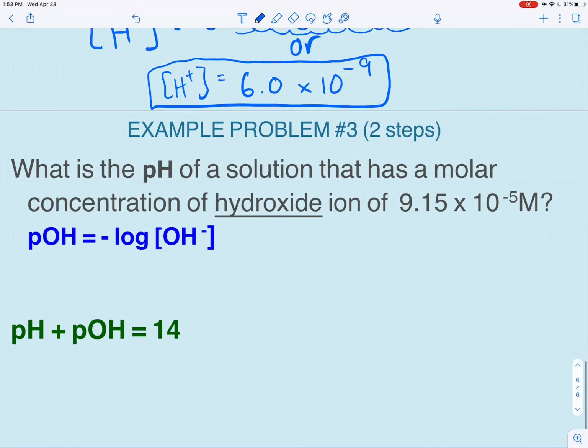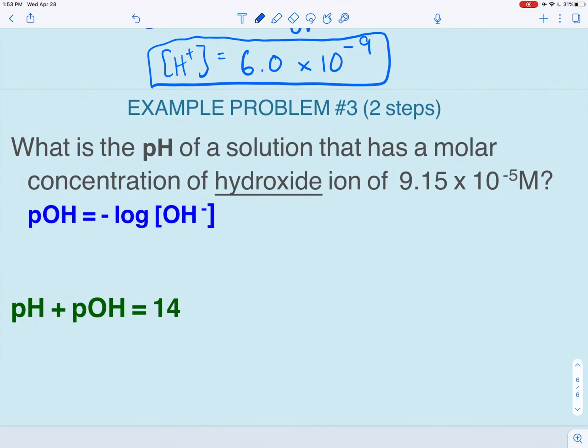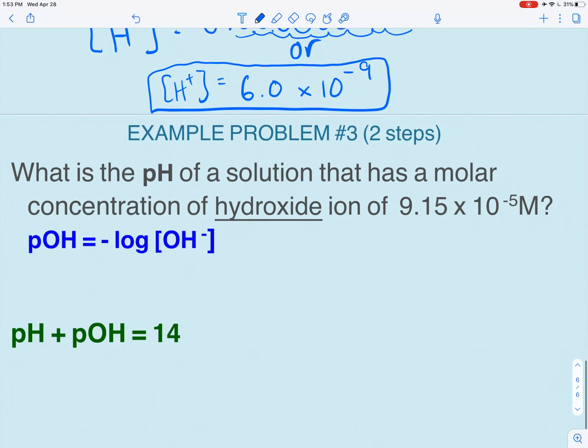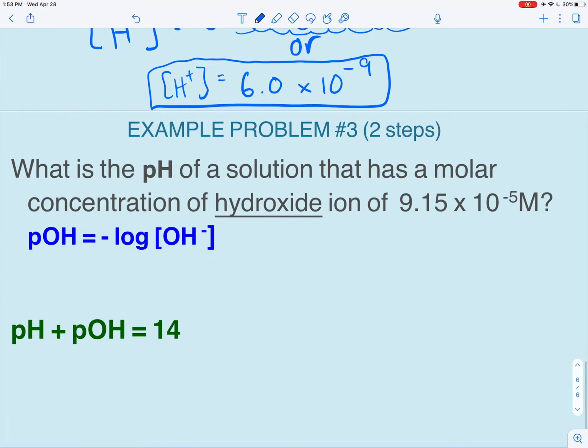And then lastly, the third example problem, what is the pH of a solution that has a molar concentration of hydroxide ion of 9.15 times 10 to the negative 5 molar? So here, hydroxide is the same as OH. So we're going to find the pOH. So the pOH is found using the same method. You're going to take the negative log, except instead of hydrogen, we're plugging in hydroxide.